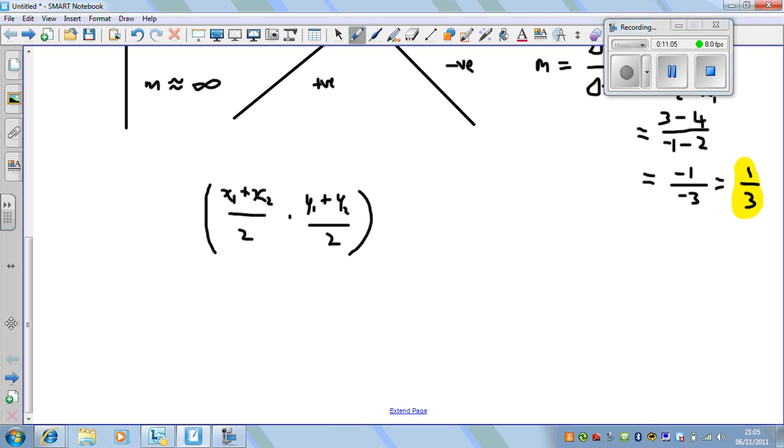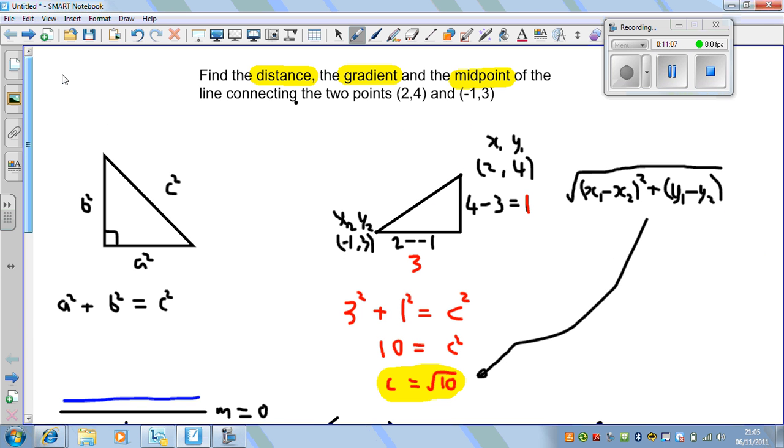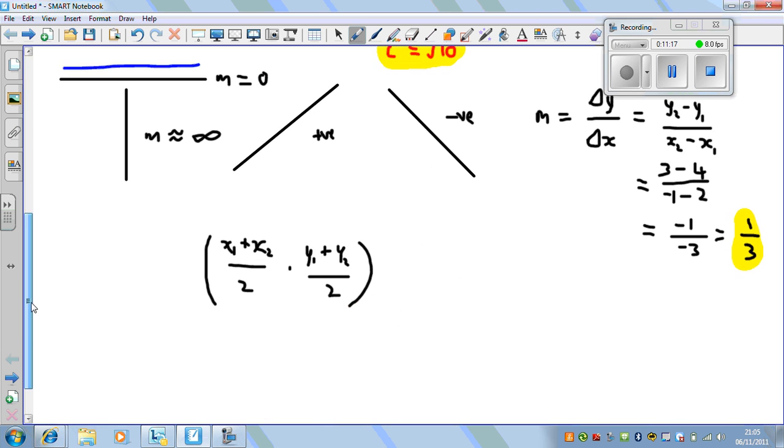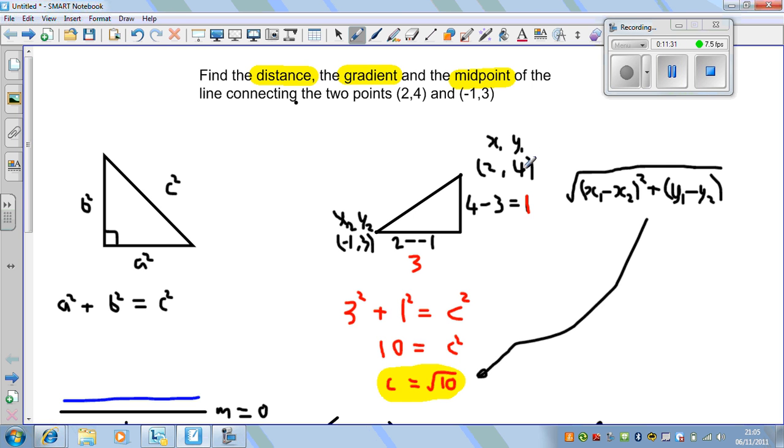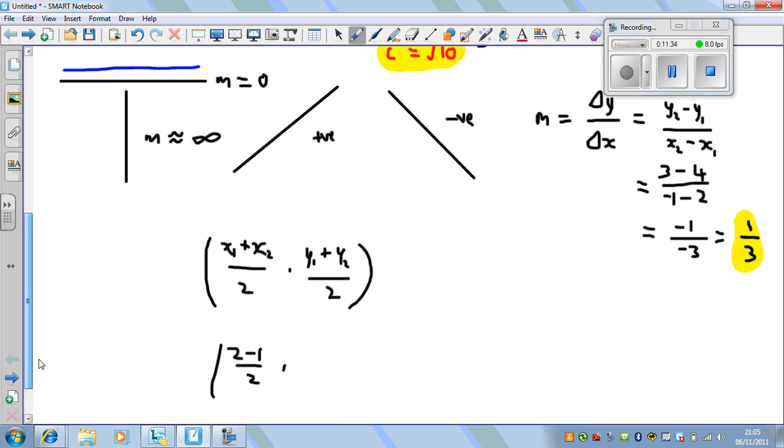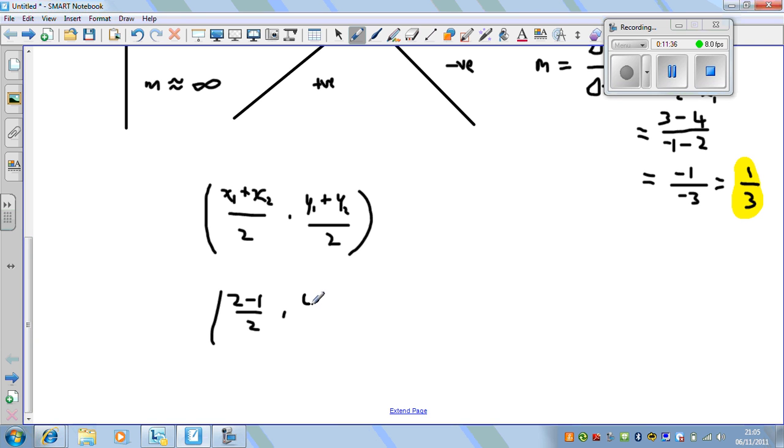So we just need to substitute the numbers in. x1 plus x2 is 2 plus minus 1, so that's just 2 minus 1, divided by 2. And y1 plus y2 over 2, y1 is 4 plus 3, divided by 2. And I think you can see where this is going.